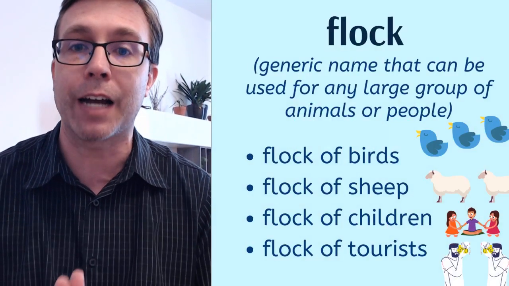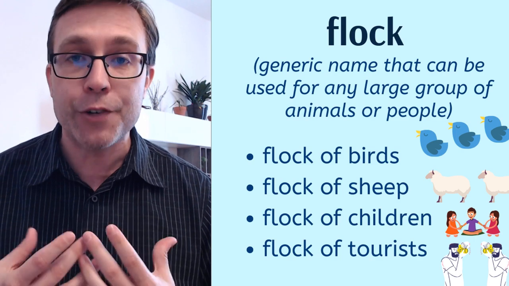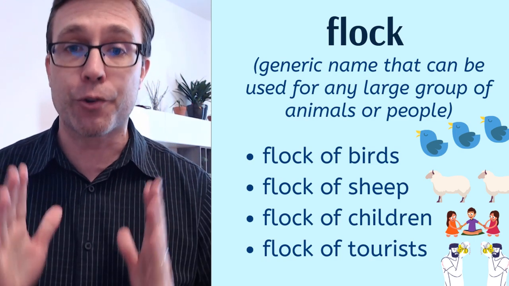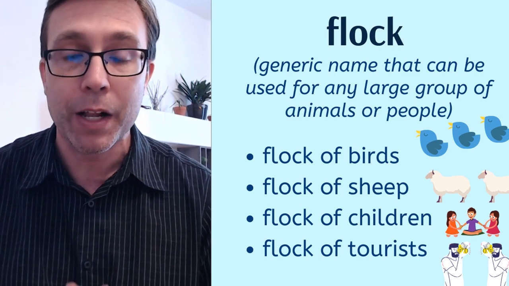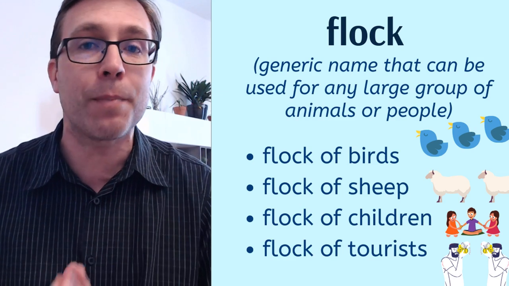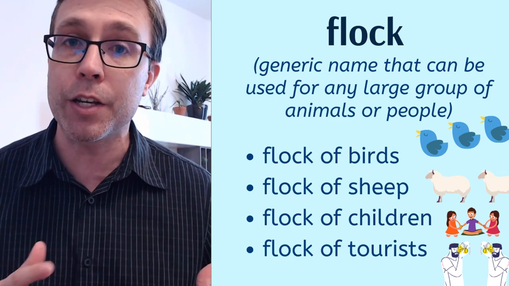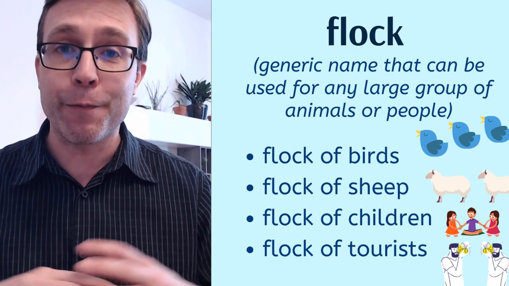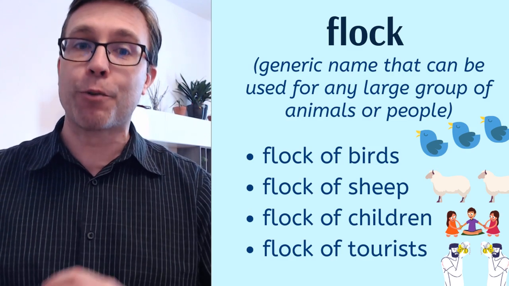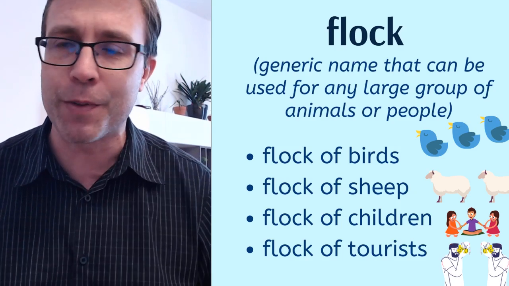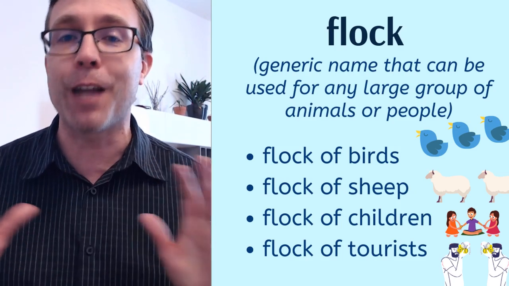Now, one thing you should know about the word flock is that this is actually a generic name that can be used for any large group of animals or people. So flock is a very generic one. That's why I said I think this may be the most common one. You can use it to talk about a flock of birds, a flock of sheep. If you want to refer to even a group of children, you could say, wow, there was just a flock of children at the zoo. They were all running around. It was a flock of children.